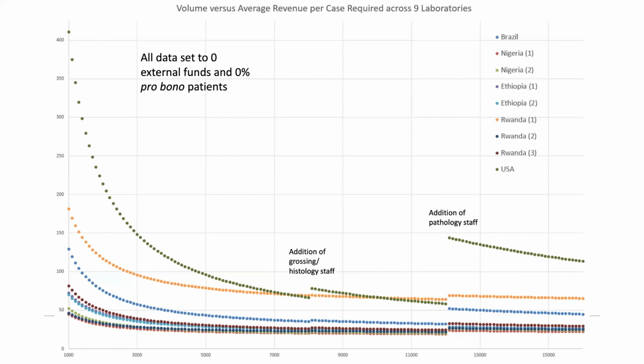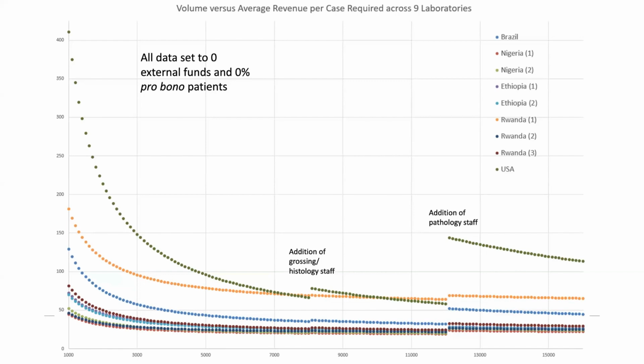So the reagents and supplies were all very similar in cost, variable, but very similar in cost. The Brazilian lab is a little bit more expensive. That makes sense. The Brazilian lab is operating in a slightly higher GDP bracket than most of the African laboratories. So we would kind of expect that.